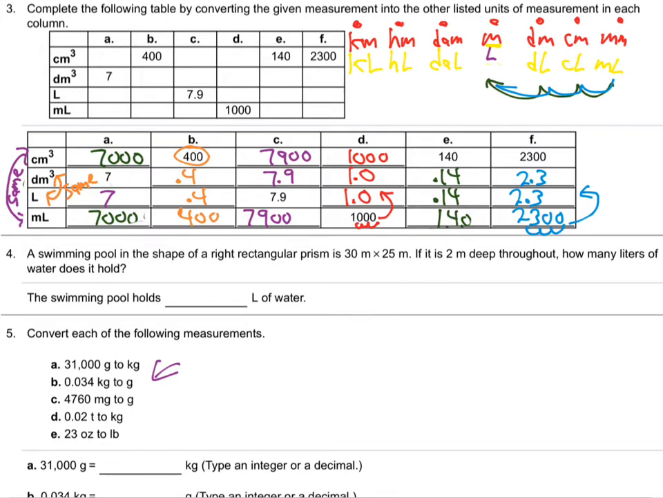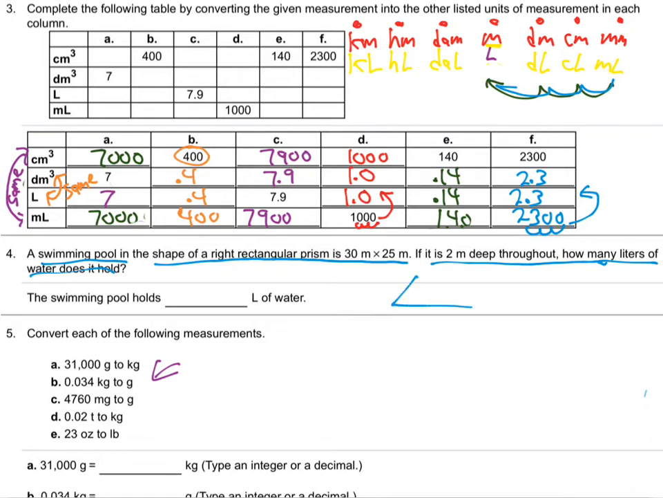Good. Number 4. Let's see here. We have room for number 4. Okay, number 4. A swimming pool is in the shape of a right rectangular prism, 30 meters by 25 meters. If it is 2 meters deep throughout, how many liters of water does it hold? So it's basically a big prism, if we're understanding that right.